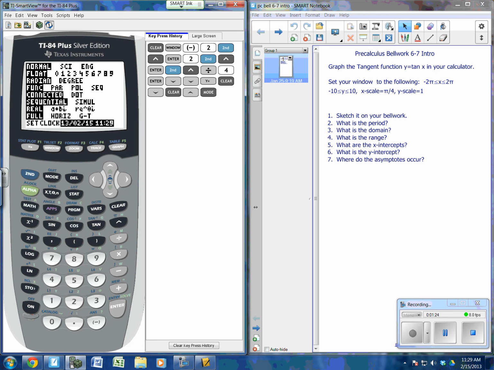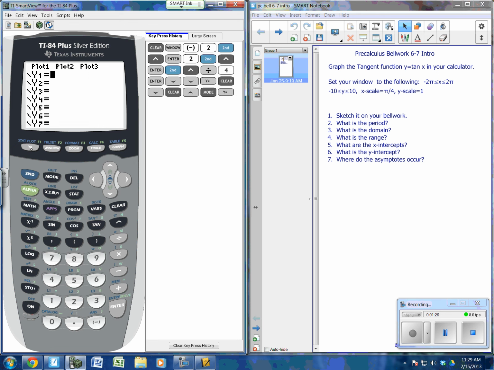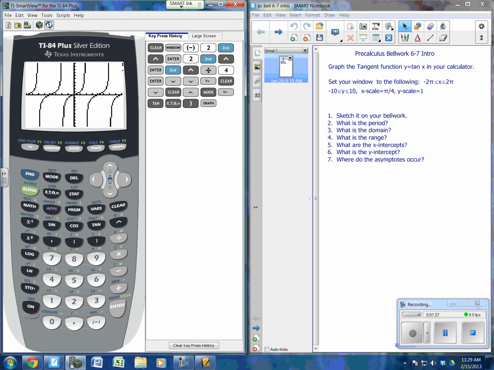Okay, you guys make sure your mode's in radian mode. Okay, so we get this graph right here, right? All right. Okay, so let's see.